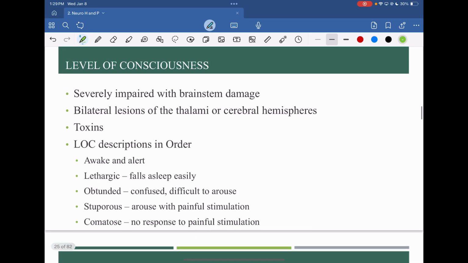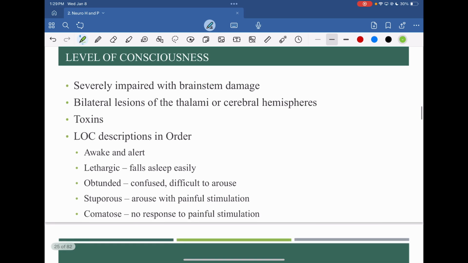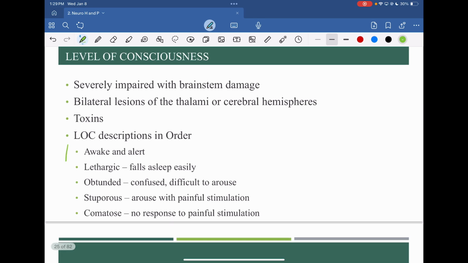Levels of consciousness. You have to know these in order, and they go down in severity. Either you're awake and alert. The next phase is lethargic, where they fall asleep easily, but you can still wake them up. When you shake them, they'll wake up. Obtunded: confused, difficult to arouse. You really have to shake them. Hey, wake up, wake up, wake up. And eventually they'll wake up. Stuporous.